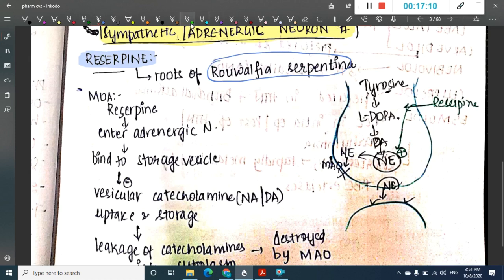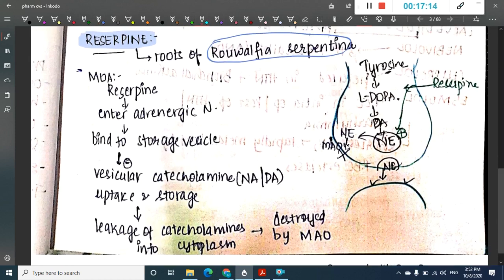Okay, now what does this reserpine do? This is the adrenergic neuron, presynaptic, and this is postsynaptic. Reserpine will enter the presynaptic adrenergic neuron first, and it will bind to the storage vesicle. Normally, tyrosine gets converted to dopa, L-dopa, and then to dopamine. This dopamine enters the storage vesicle and is converted to norepinephrine, and this is released outside.